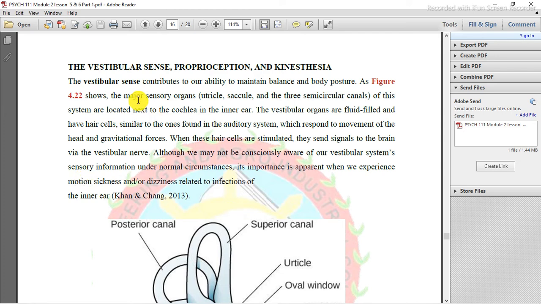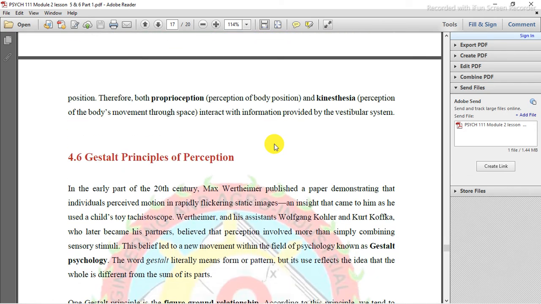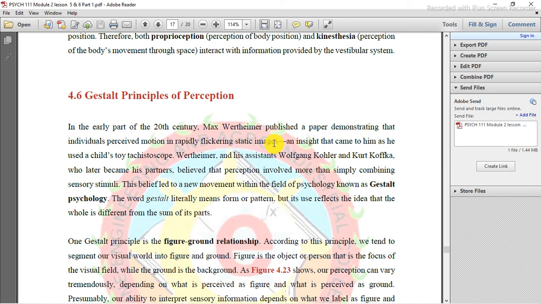It shows the major sensory organs, utricle, saccule, and 3 semicircular canals of this system, which are located next to the cochlea. Medyo sa tenga siya malapit, no? Kaya sa boxing, may tinatawag tayo na pag nasuntok yan dyan, knockdown ka agad kasi nga yung balance mo dyan, kinokontrol niya, okay?